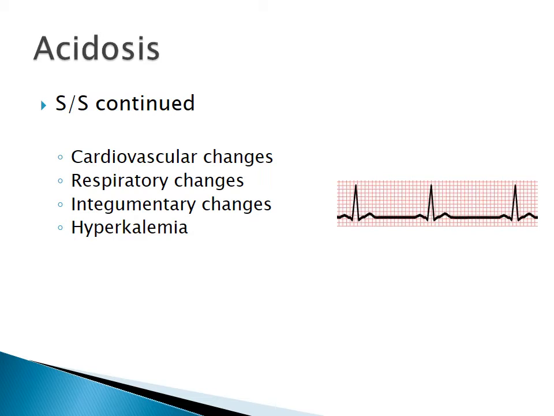Other things that we see are integumentary changes. We will see changes based on where the focus is here. If it's respiratory, we'll see cyanotic changes. But if it's metabolic, we will see warm, flushed skin. So very different based on what the cause is. Also, we are going to see hyperkalemia. That K is going to go up. As that K goes up, we're going to see all the signs and symptoms of hyperkalemia, and one that we typically see is bilateral weakness and even paralysis that can occur.